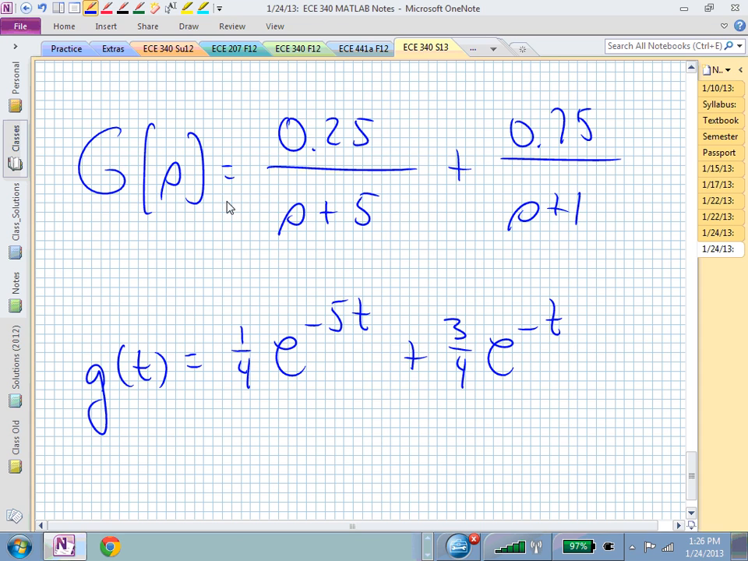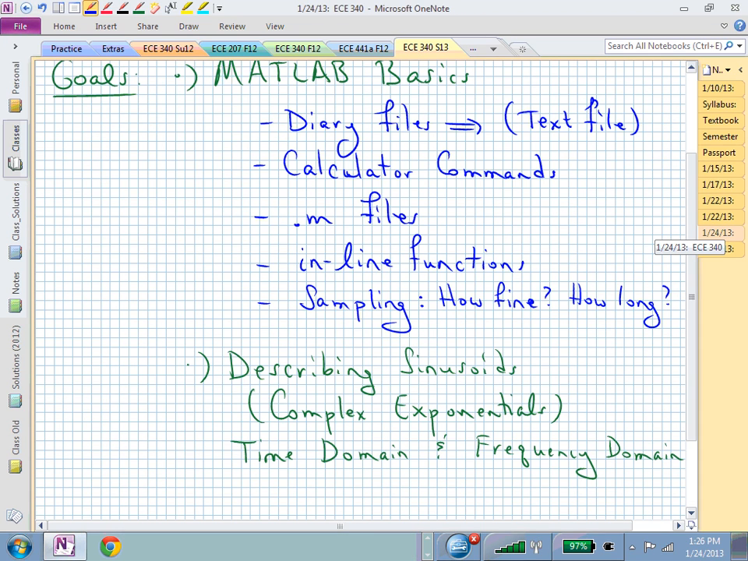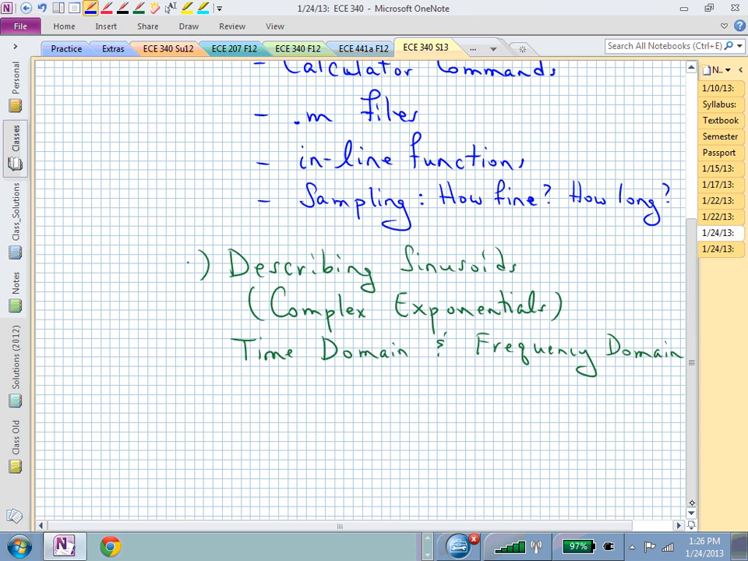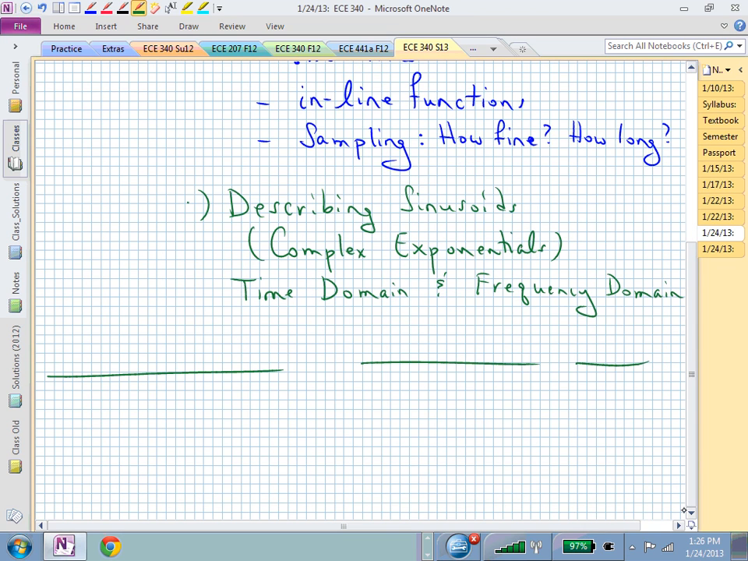Where was I? All right, so now let's talk about sinusoids and complex exponentials and ways that we could use that information. The main thing that we want to get comfortable with is playing and talking about time domain and frequency domain.